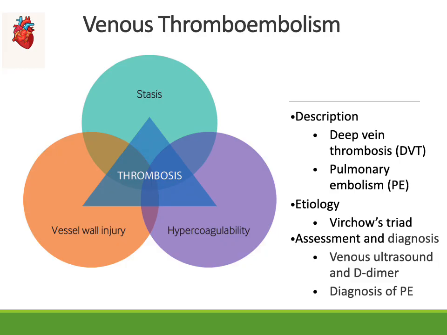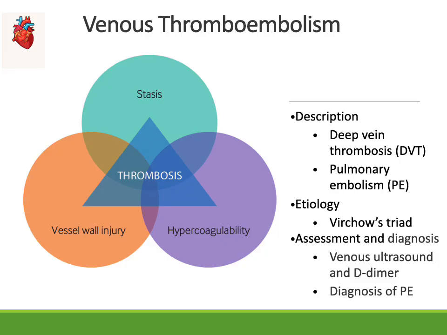Women that are on contraceptive pills or estrogen are also at risk. So essentially, this is referred to as Virchow's triad. You have three things that are causing this: stasis of blood, endothelial injury, and hypercoagulability, and that can promote clot.